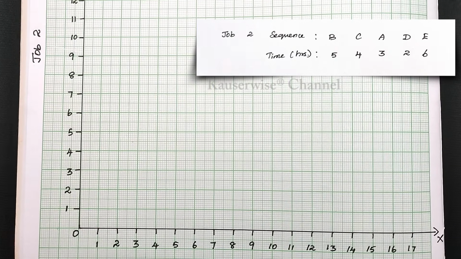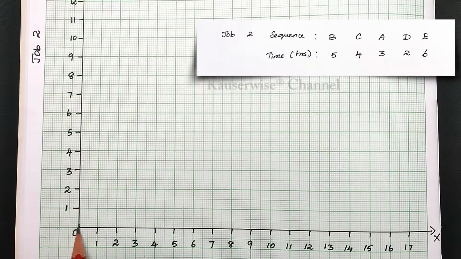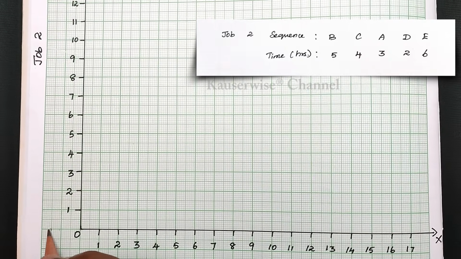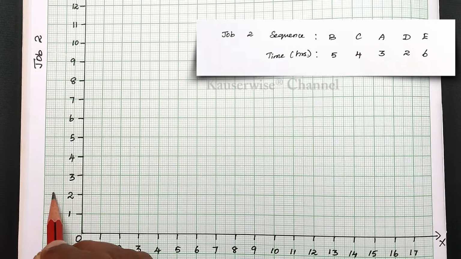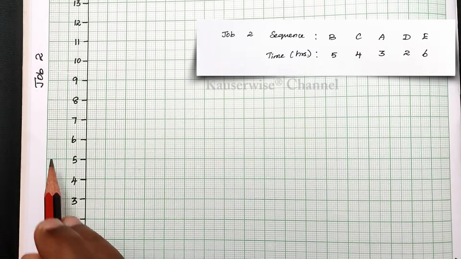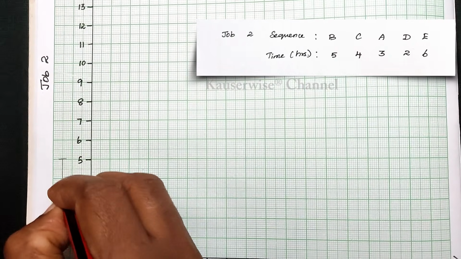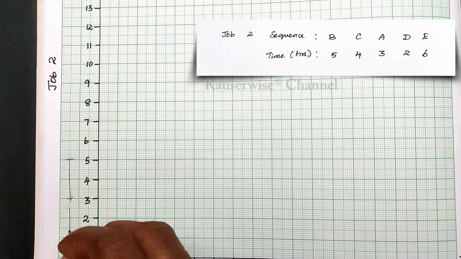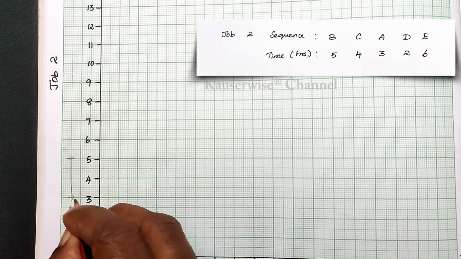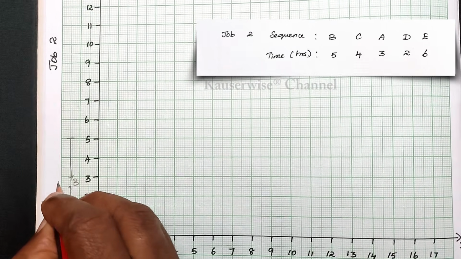What is the duration? 5 hours. Okay, so start from 0. Here 1, 2, 3, 4, 5. So this is the duration for the first mission, that is mission B. What is the duration? 5 hours.